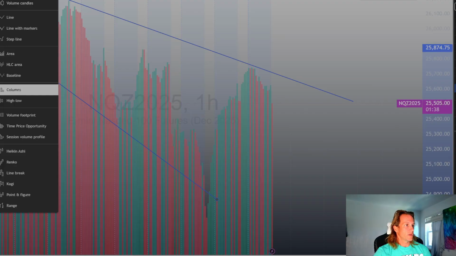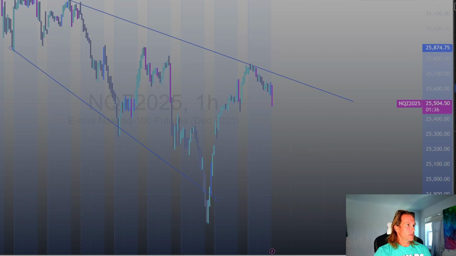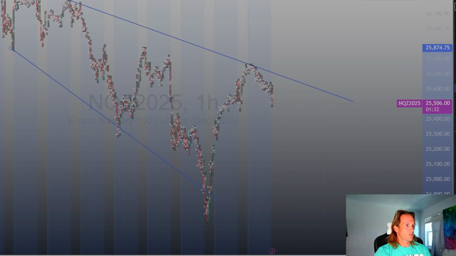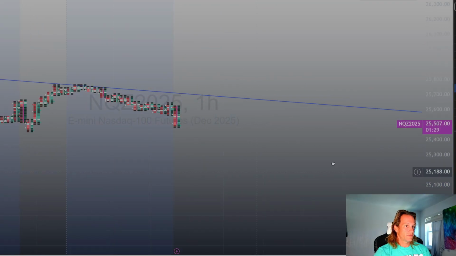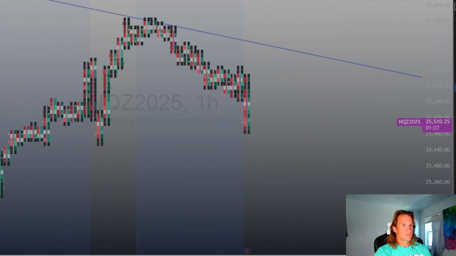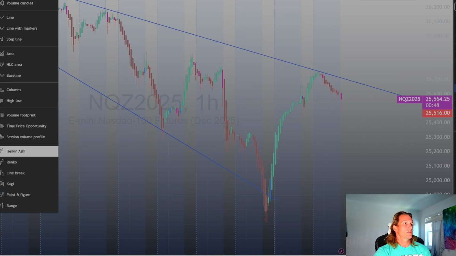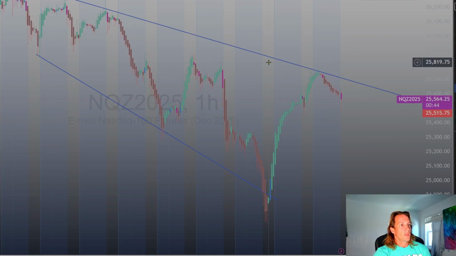Columns, just a whole bunch of volume. Some of the stuff I haven't even really dug into yet. Volume footprints. Oh, well, that looks nifty. One of the ones that I do recommend, especially for beginning traders, is Heikin-Ashi candles, and it is free here on TradingView. Heikin-Ashi gives a very good, clear image of direction.